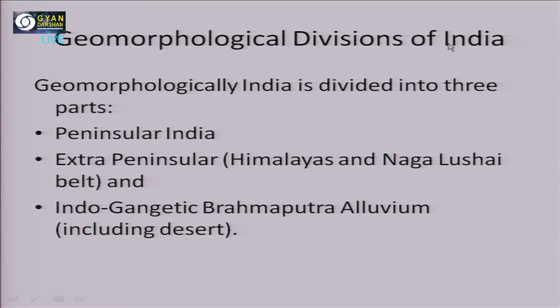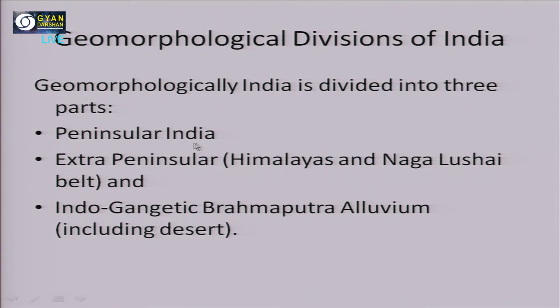Now, what are the geomorphological divisions of India and where are minerals mostly found? You must understand that geomorphologically, India is divided into 3 parts: the peninsular part and the extra-peninsular part, which includes the Himalayas and the Naga-Lushai belt, and the Indo-Gangetic-Brahmaputra alluvium. I'm also including deserts in this. This last one, the Indo-Gangetic-Brahmaputra alluvium including the deserts, are quaternary formations, and these are not very famous for mineral resources. These are fertile, agricultural land. The extra-peninsular regions have mineral oils or some important minerals, but due to the mountainous terrain it is difficult to extract the minerals from the Himalayas.